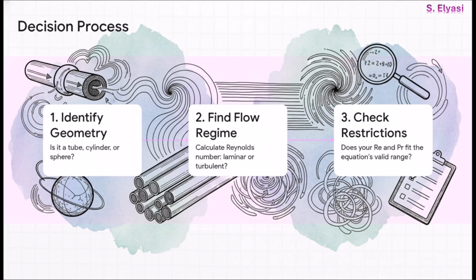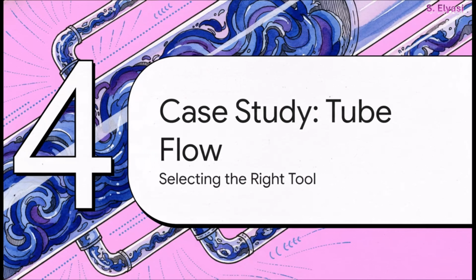And third, and this is important, check the restrictions. Every equation has fine print that says, hey, only use me when Reynolds is in this range and Prandtl is in that range. If you match all 3, you've found your tool. Simple as that. All right, let's make this real. Let's put this process into action.